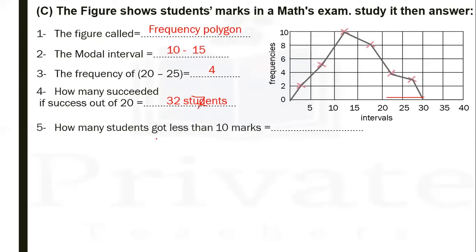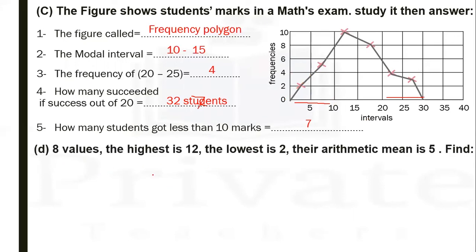How many students got less than 10 marks? So this is less than 10. That means we take those frequencies, 5 and 2, which is 7.